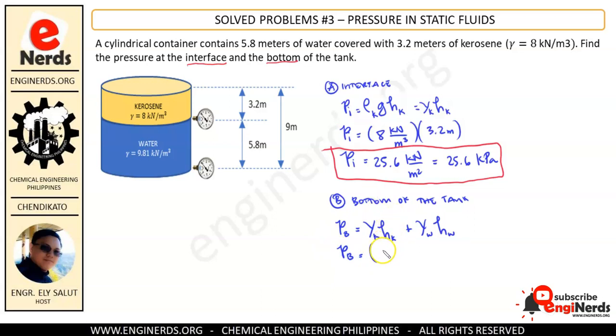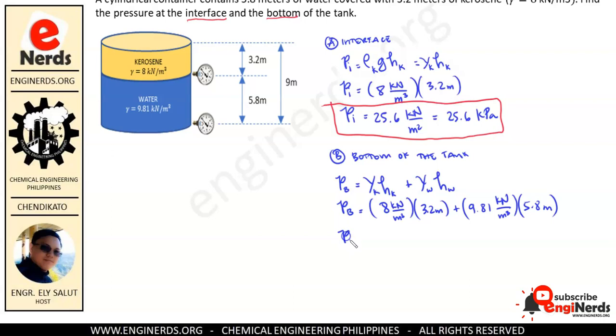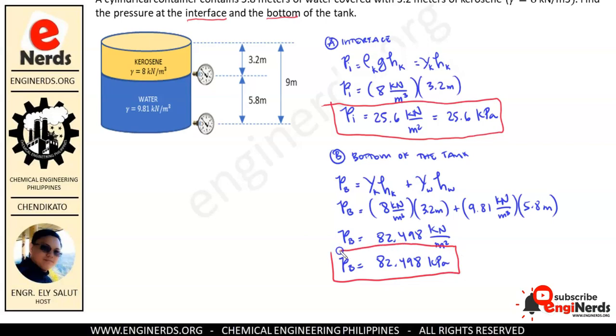Specific weight of kerosene is equal to 8 kilonewton per cubic meter times the height, which is 3.2 meters, plus the specific weight of water, which is 9.81 kilonewton per cubic meter times the height of the water, which is 5.8 meters. Therefore, the pressure at the bottom is equal to 8 times 3.2 plus 9.81 times 5.8 is equal to 82.498 kilonewton per meter squared, which is also equal to 82.498 kilopascal. And this is our final answer for this problem.